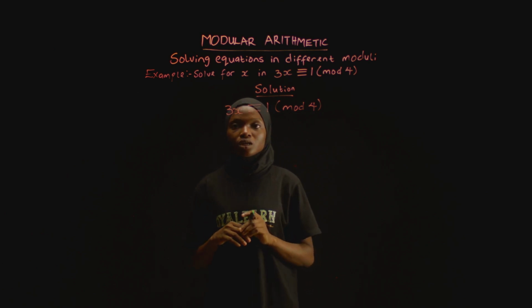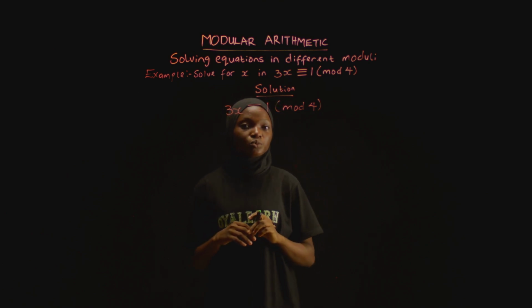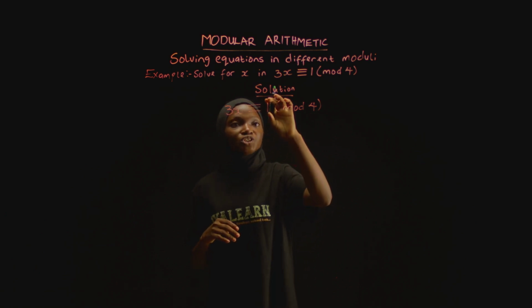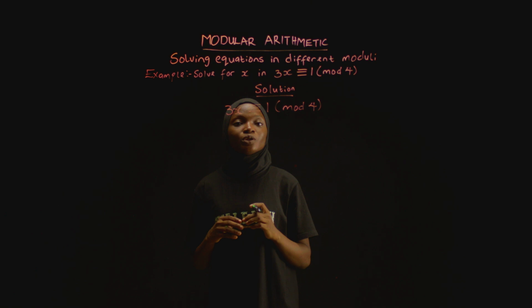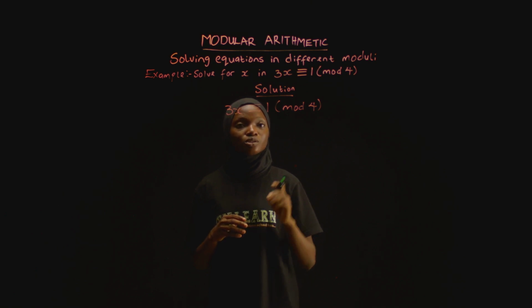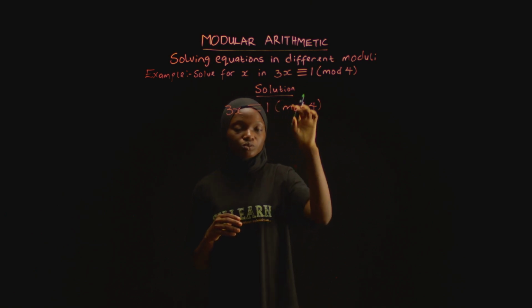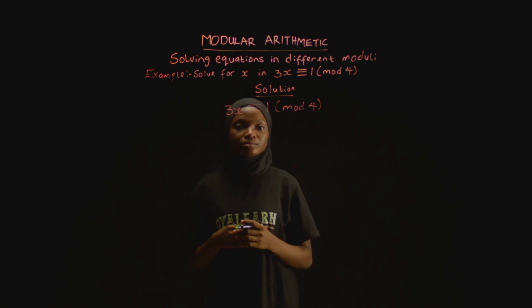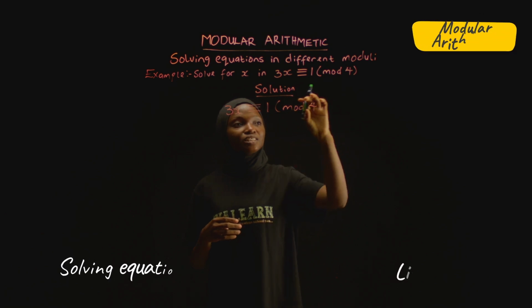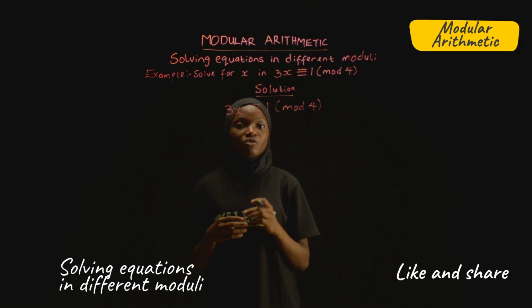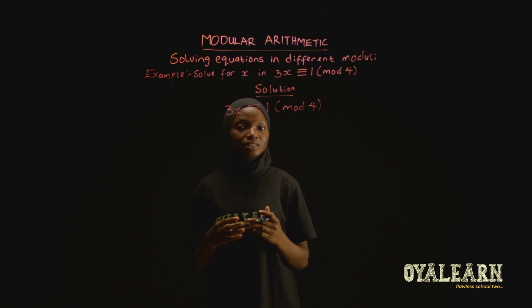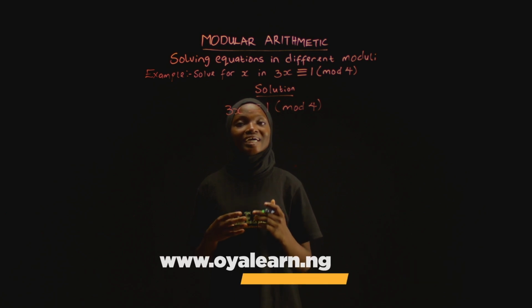Now, if you divide 1 by 3, we note that it is not exactly divisible. So, we have to change 1 to a number that is equivalent to 1 in mod 4 and can also be divisible by 3. So, how do we do that? By adding the mod. When we add 4 to 1, we have 5. And 5 is still not yet divisible by 3. We add 4 again, and that gives us 9. And 9 is divisible by 3.